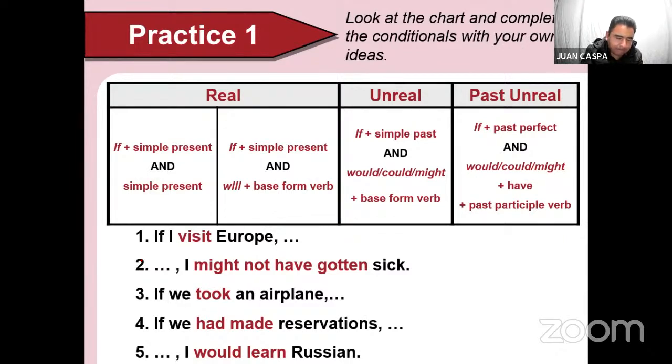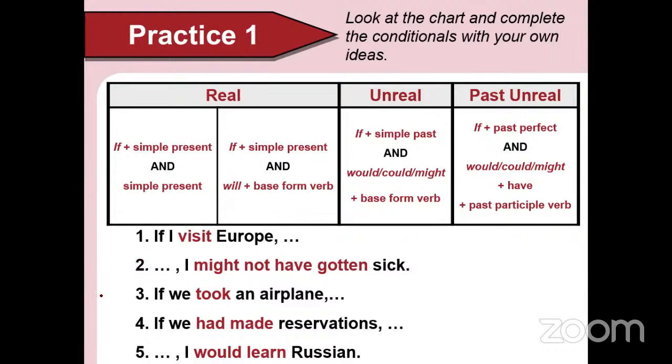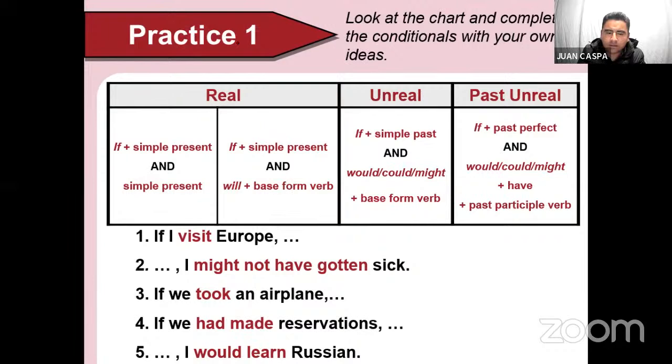Number three, Ernesto. If we took an airplane, we would arrive early. Yes. Simple past. We could arrive. Yes. Number four, Noelia.